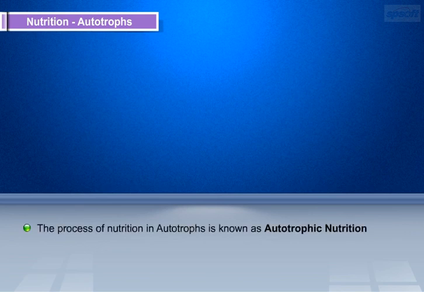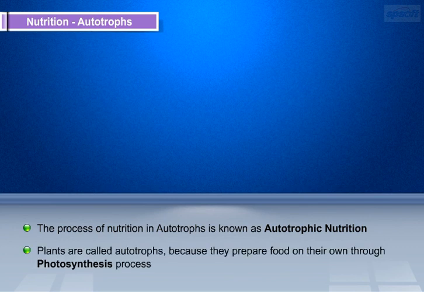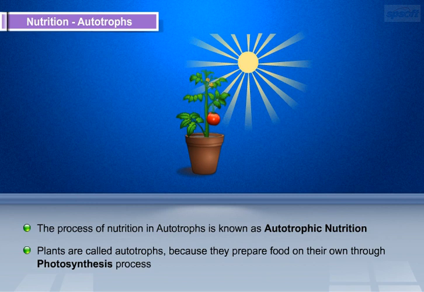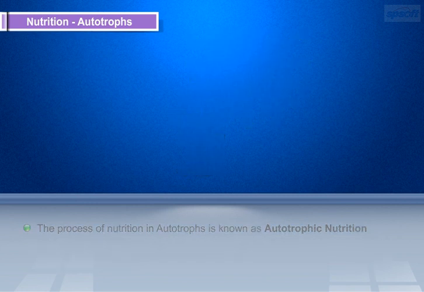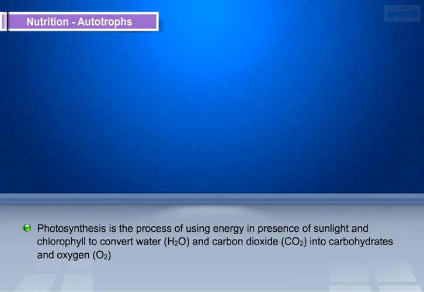What is autotrophic nutrition? The process of nutrition in autotrophs is known as autotrophic nutrition. Plants are called autotrophs because they prepare food on their own through the process of photosynthesis. What is photosynthesis? Photosynthesis is the process of using energy in the presence of sunlight and chlorophyll to convert water and carbon dioxide into carbohydrates and oxygen.